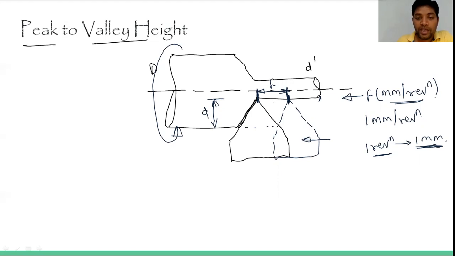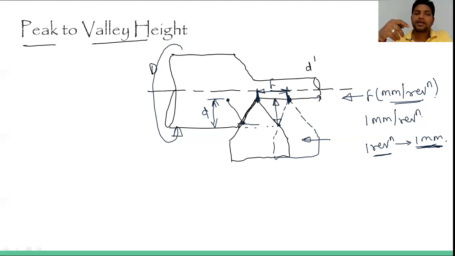perspective, we are assuming that initially this is the peak, this is the valley, this is the peak again. Now again when it comes to this position, this will be the valley and this will be the peak. This will happen like this. So the peak to valley height is this one. This height basically we have to measure.